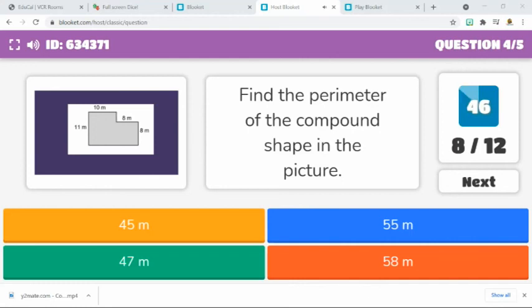Wait, 10 plus 8, 18. Find the missing measurements first, okay? This is a compound shape, and there are missing measurements that you need to figure out first before calculating.